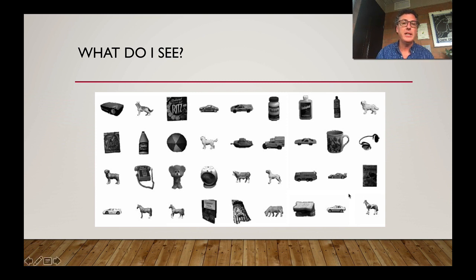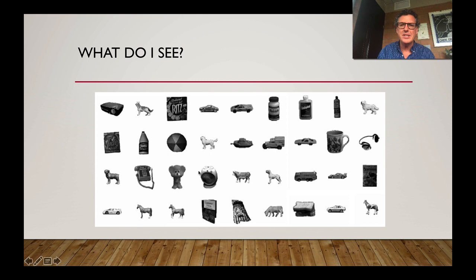So if you look at these, for example, I could say, well, where are the dogs? And you could see, okay, there's a dog, there's a dog. Is that a dog? Well, no, that's not a dog. It kind of looks like a dog, but it's not a dog, it's a horse. So you've learned subtle distinctions between things.